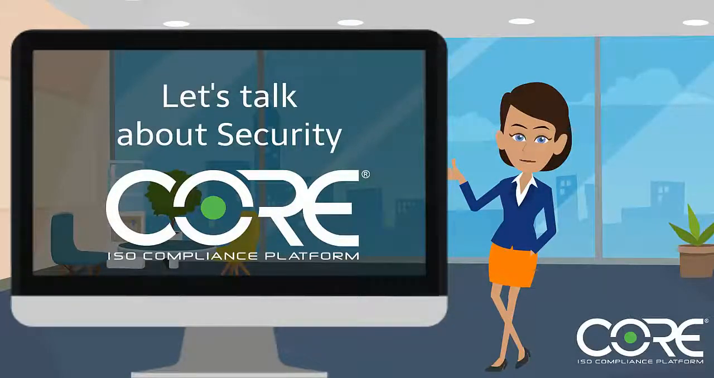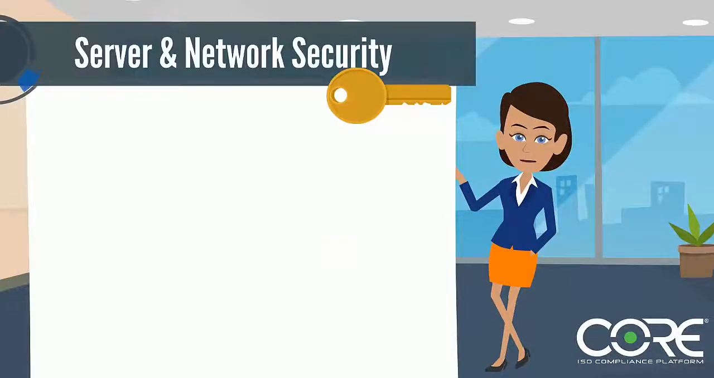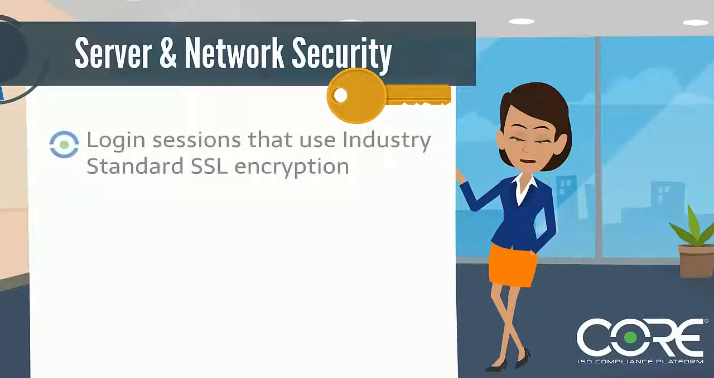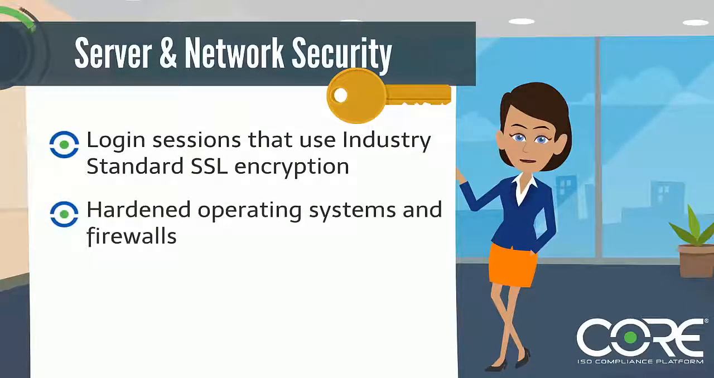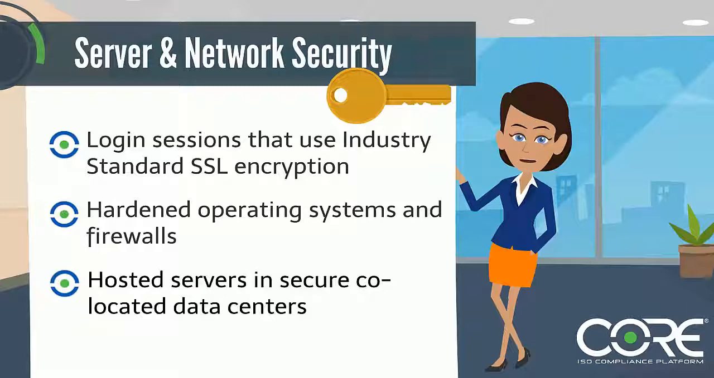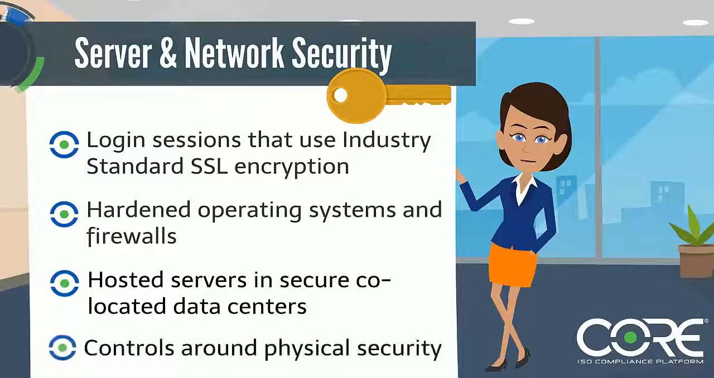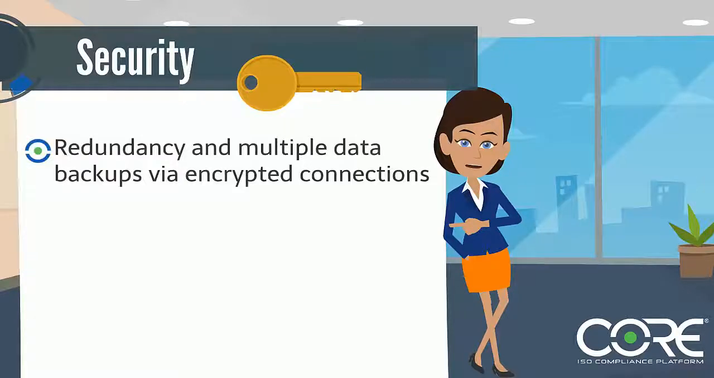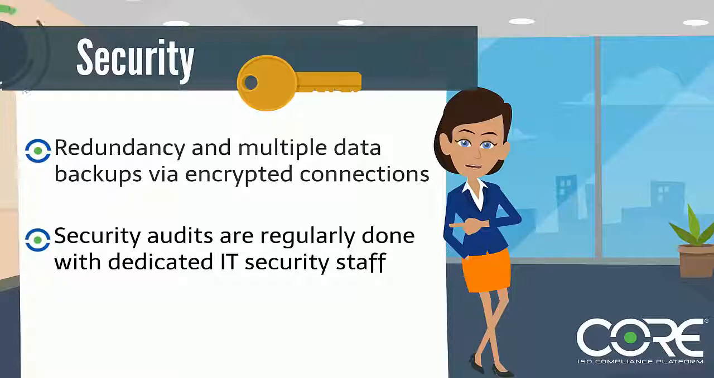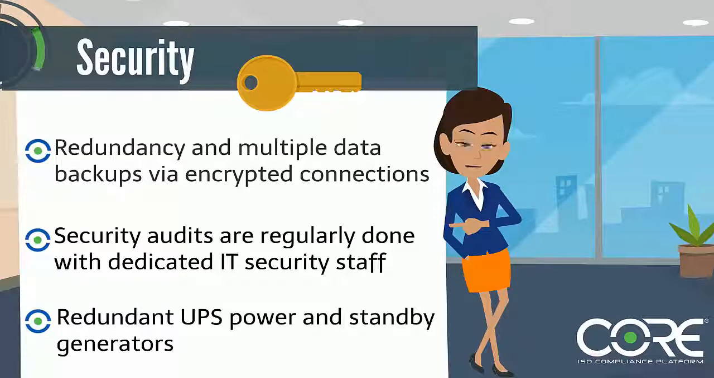Many companies ask about security. Core follows industry standard security practices. Features include server and network security, login sessions that use industry standard SSL encryption, hardened operating systems and firewalls, hosted servers in secure co-located data centers, controls around physical security to prevent unauthorized access, redundancy and ongoing multiple data backups via encrypted connections. Security audits are regularly done with dedicated IT security staff. Redundant UPS power and standby generators.